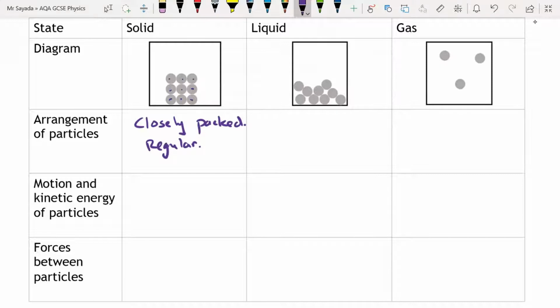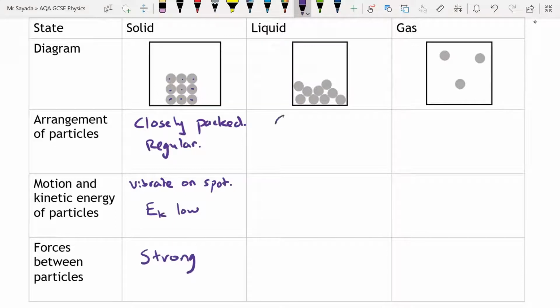The motion of the particles, they vibrate on the spot. So they don't move around like in a liquid or a gas. So they vibrate on the spot. Their kinetic energy is low. And the forces between particles are very strong.